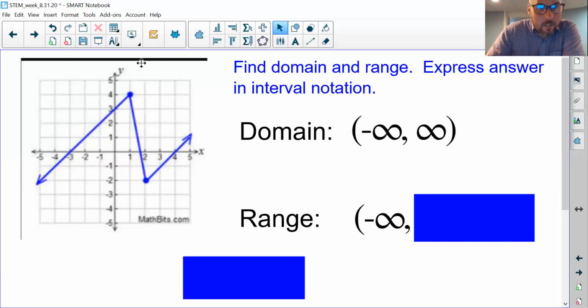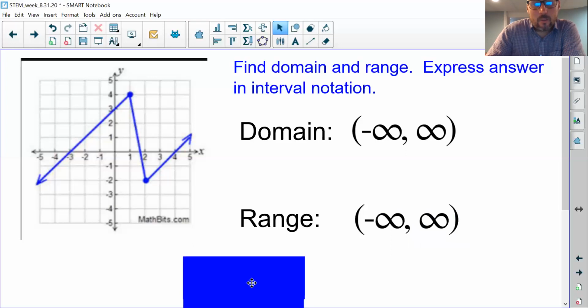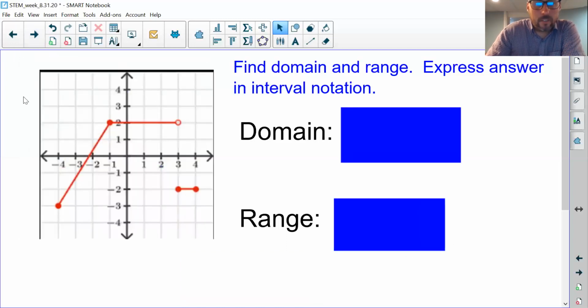And what about the largest y value? Well, there's a large y value right here. You would call that a relative maximum of 4. But there's an arrow right here indicating that it's going up past 4, all the way up to infinity. So the range is also negative infinity to infinity. Last one. Pause the video. Try to find the domain and range of this function.